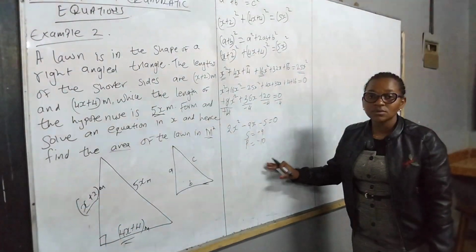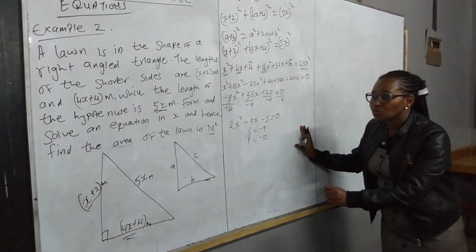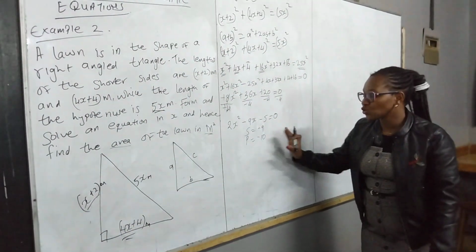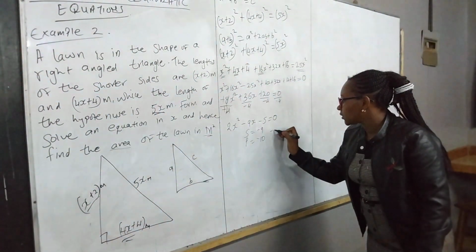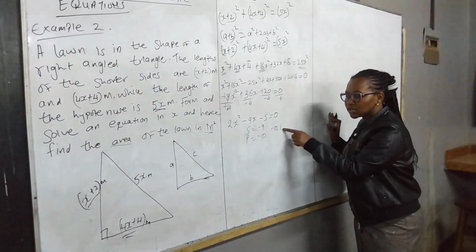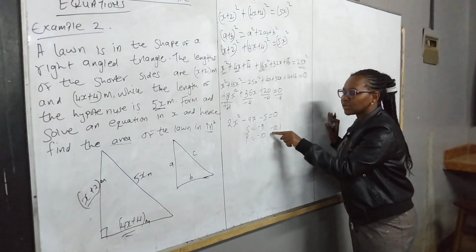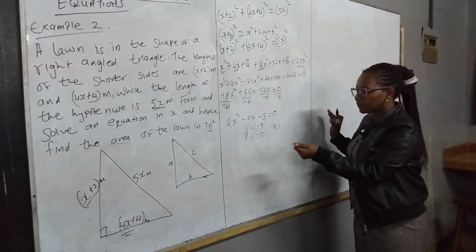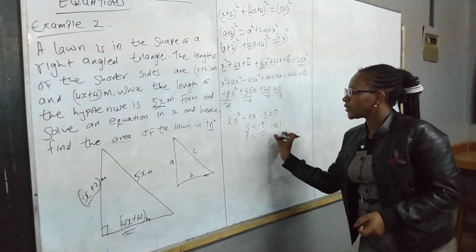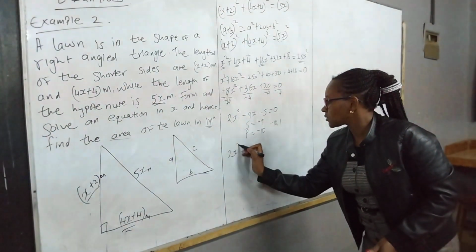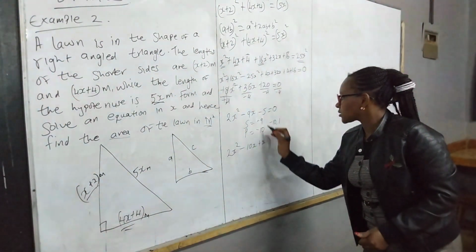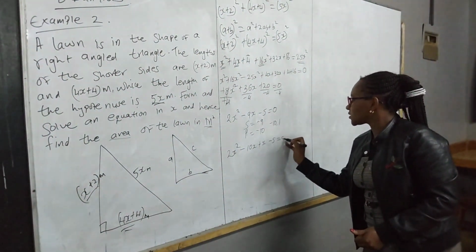So now we ask ourselves, which are those two numbers that when we add them, we get negative 9, and when we multiply them, we get negative 10. And those two numbers are negative 10 and 1. When we see negative 10 times 1, we get negative 10. Negative 10 plus 1, we get negative 9. So now we come and split our second value using our two values. So we'll be having 2x squared minus 10x plus x minus 5 is equals to 0.